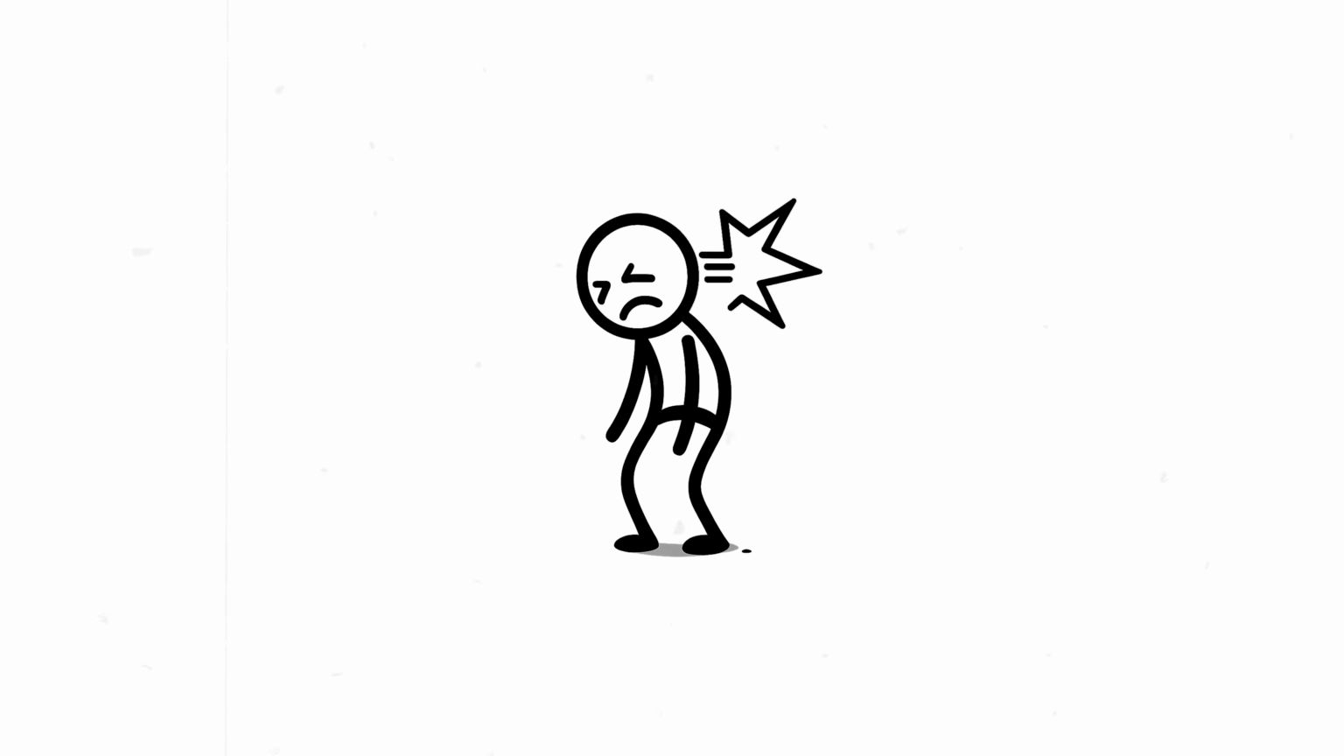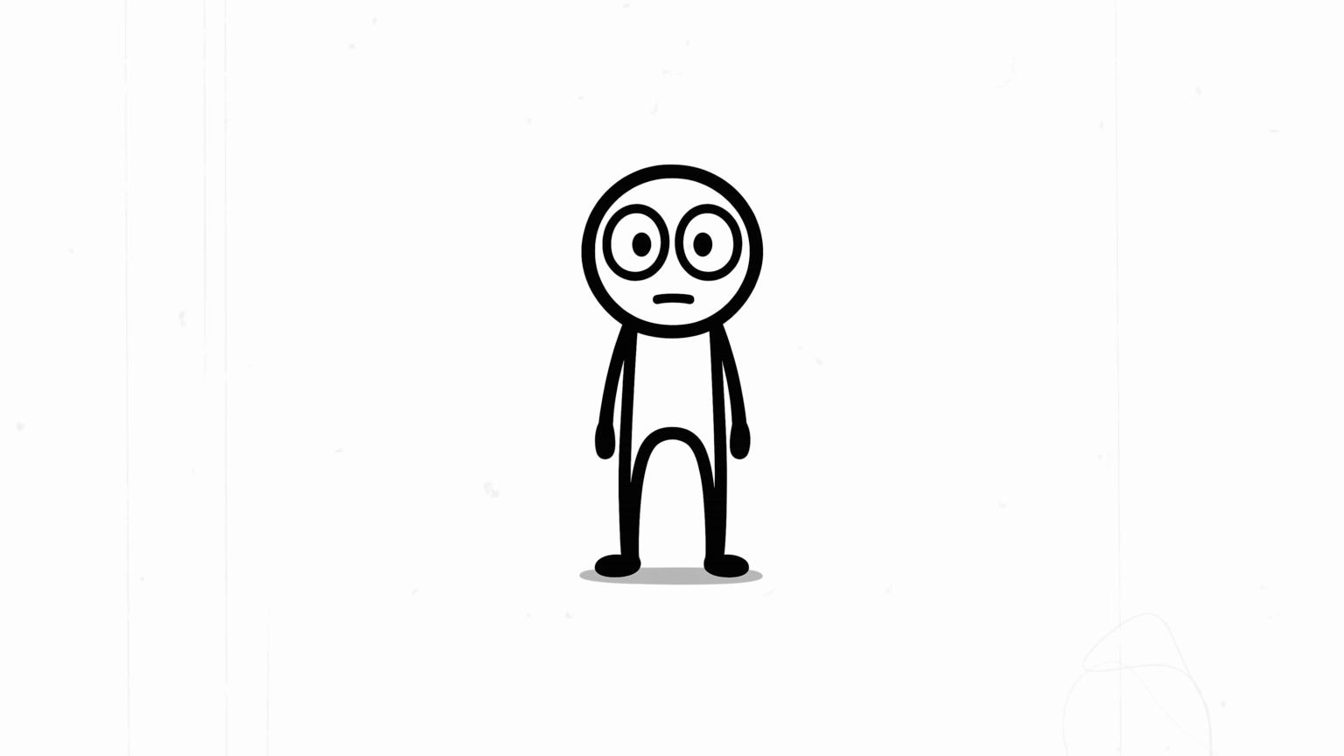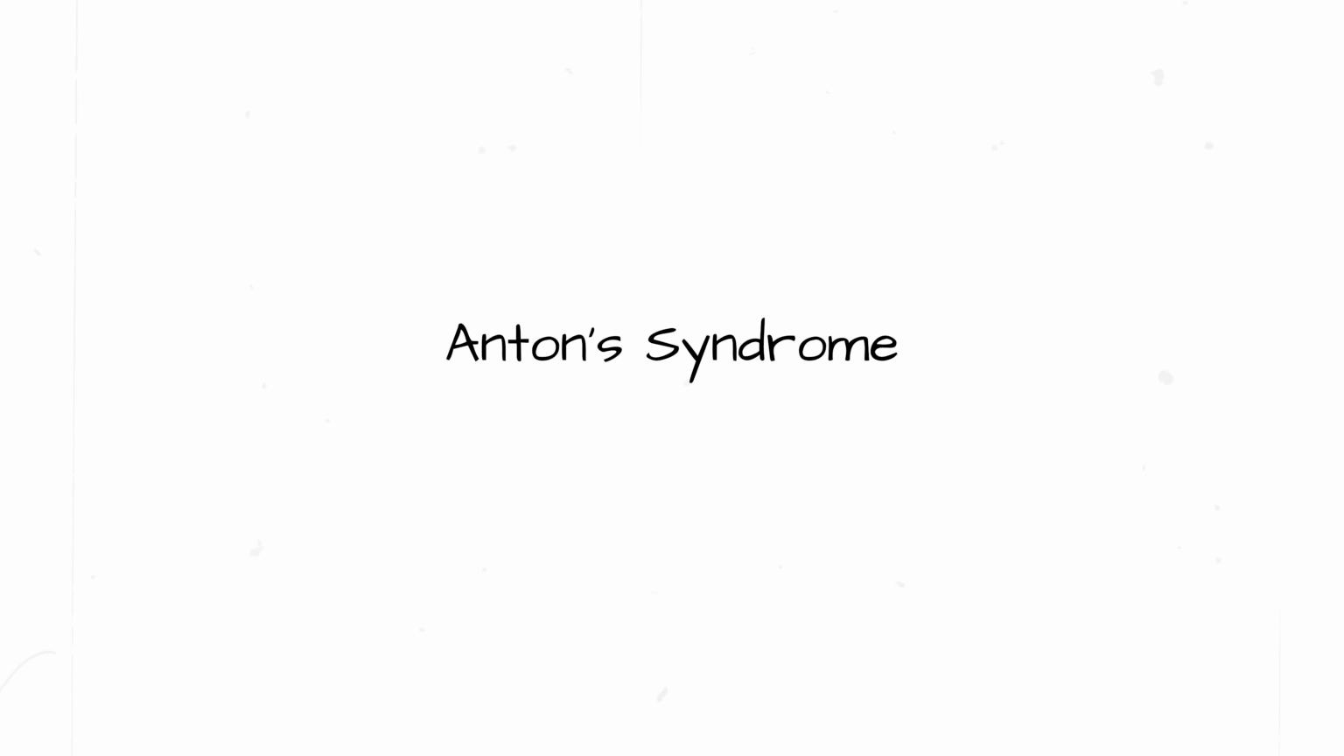Chapter 4. What happens when it's damaged? Damage to the occipital lobe can lead to partial or complete vision loss, even when the eyes themselves are healthy. If the primary visual cortex is destroyed in both hemispheres, it can cause cortical blindness. In some cases, individuals lose awareness of their blindness, a condition known as Anton's syndrome.